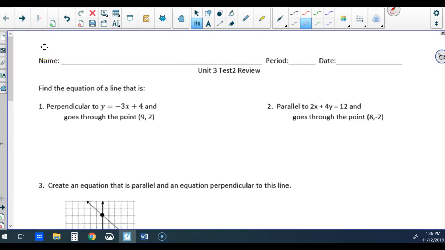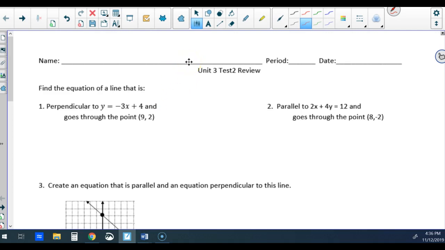Alright, we got our Unit 3 Test 2 review. This is 34 questions long, so I don't want to spend a whole lot of time on it. Try to keep it under 30 minutes. That's my goal. So, let's jump to it. Starting out with parallel and perpendicular lines here.